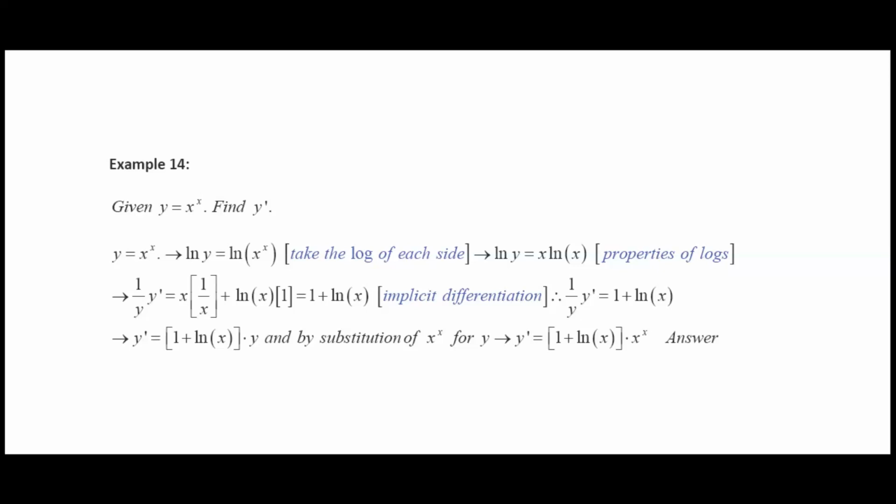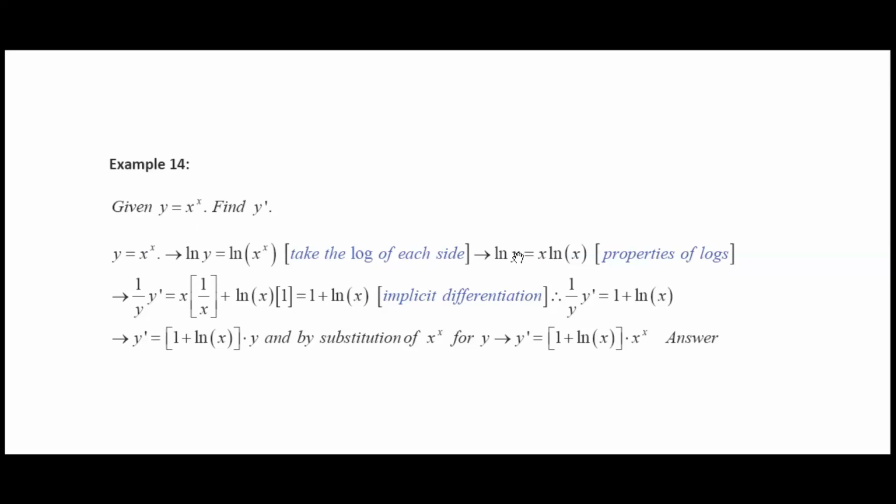My exponent's unknown. I told you, when you see the exponent's an unknown, apply logs. In other words, I'm going to take the natural log of each side of the equation. That's all I'm doing here. Natural log of this, natural log of this. Now, the natural log of x to the x power, that's your property of logs. I'm going to put the exponent in front. Now, what am I going to do next? Well, I'm going to take the derivative. What's the derivative of ln of y?